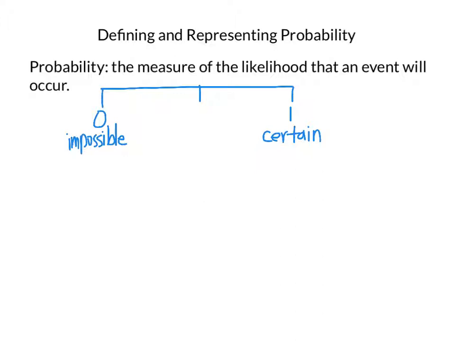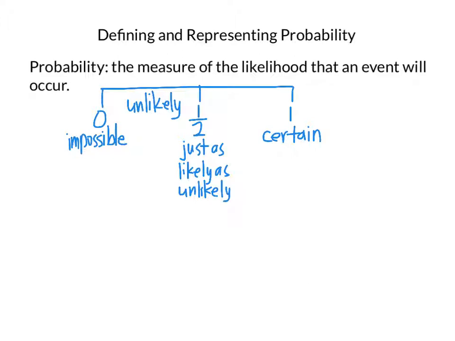The book uses the word certain. I kind of like to use the word guarantee, but certain is the word we want to look at. And 1/2 is that the event is just as likely as unlikely to occur. Now to the left you've got unlikely, and the closer we get to 0, of course the less likely it is, and on the right of 1/2 it is likely, and of course the closer to 1 the more likely it is to occur.